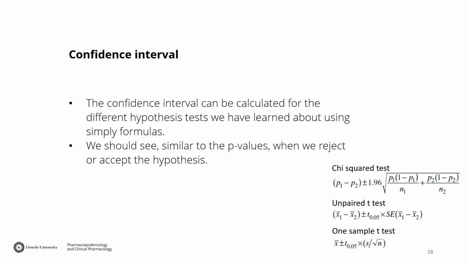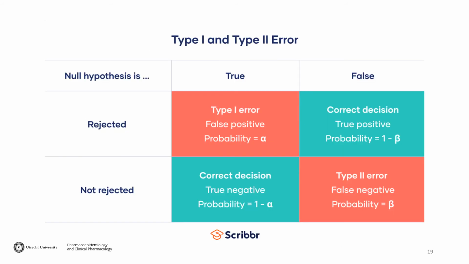And we should then see something similar to the p-values that we also calculated or found. And then we can also reject or accept the hypothesis based on that. They should be similar. Now we'll go to type 1 and type 2 errors.